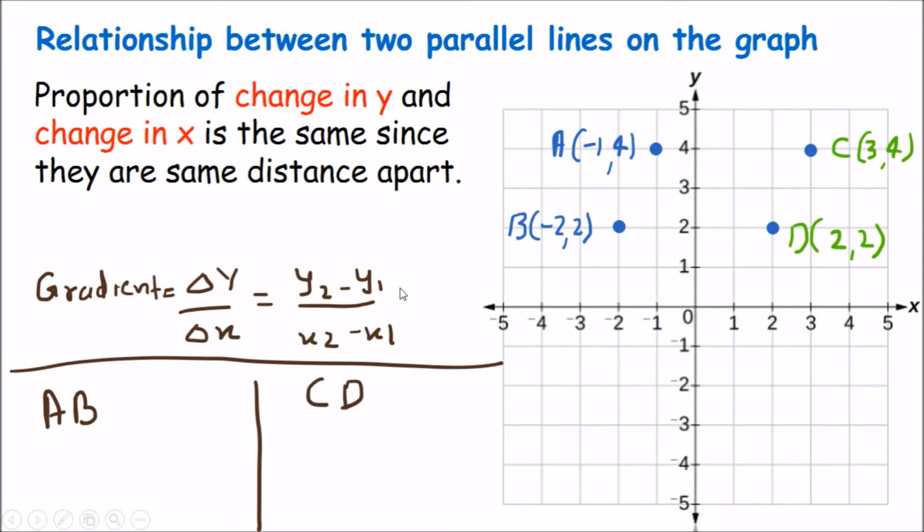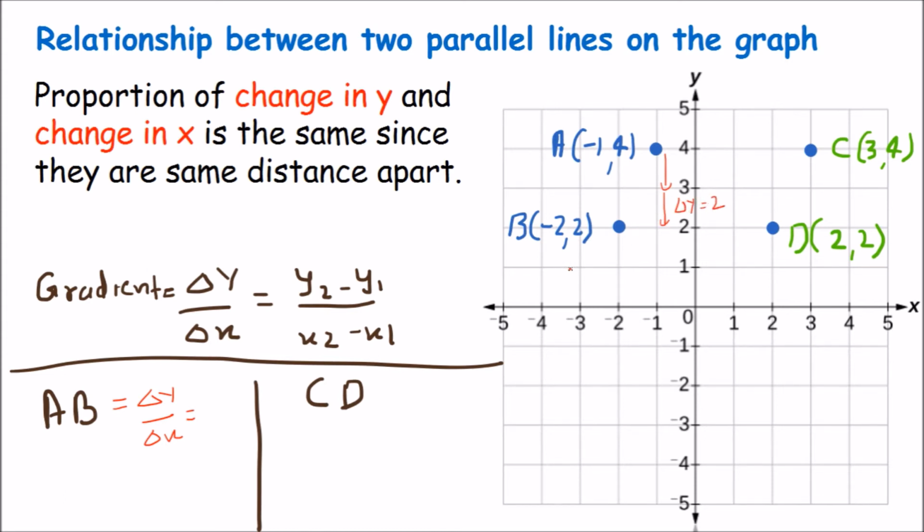So let's find out the gradient of point A and point B. Now gradient basically means change in y divided by change in x. So how do we find out the gradient of point A and point B? So gradient is change in y divided by change in x. So what is change in y? At point A, y is 4, and at point B, y is 2. So the change in y is 2 units. So we can say change in y is equal to 2.